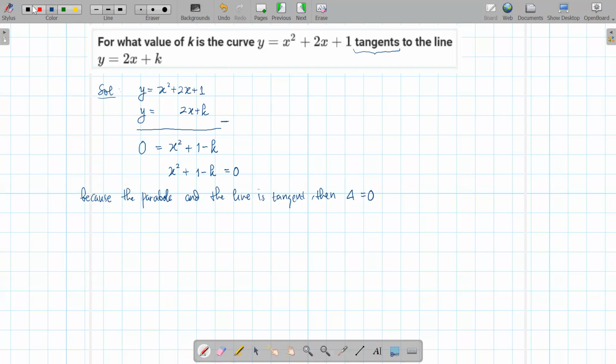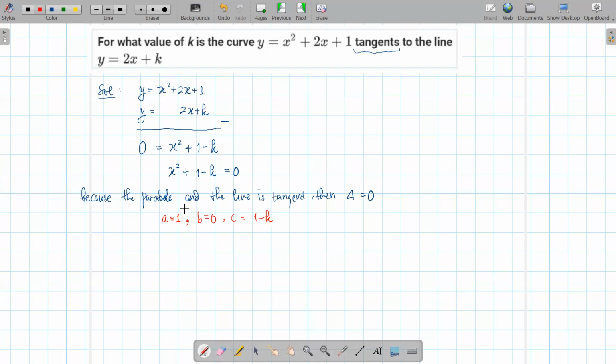Okay, so now we find the discriminant. First, let's identify what a is. In this quadratic equation, a equals 1. A is the leading coefficient of the quadratic, so it is 1. And then b, the coefficient of x, in this case is 0, so we just write b is 0. And then c is the constant, so it is 1 minus k. Remember that k is a constant, a certain number that we are going to find.